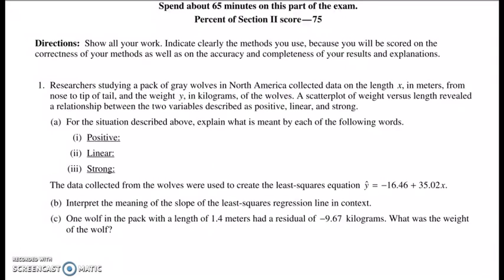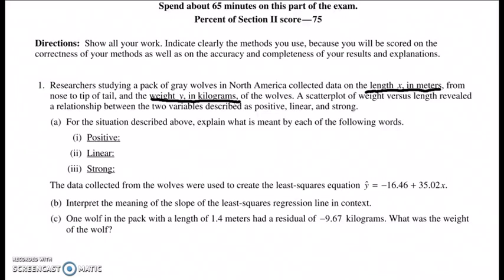So part A of the problem says, for the situation described above, explain what is meant by each of the following words. So before we start here, it's always important just to gather the information we're going to use. So we're going to want to look at length X, which is in meters. This is our explanatory variable, and our response variable is the weight Y, which is in kilograms.